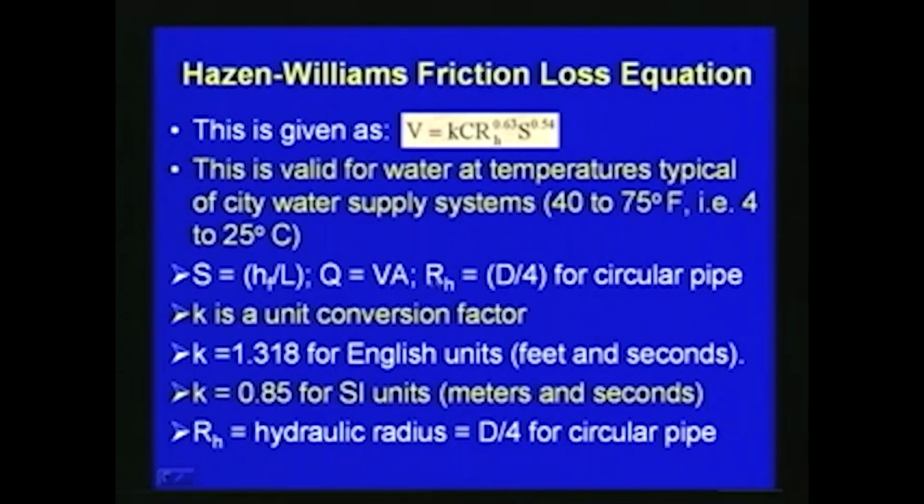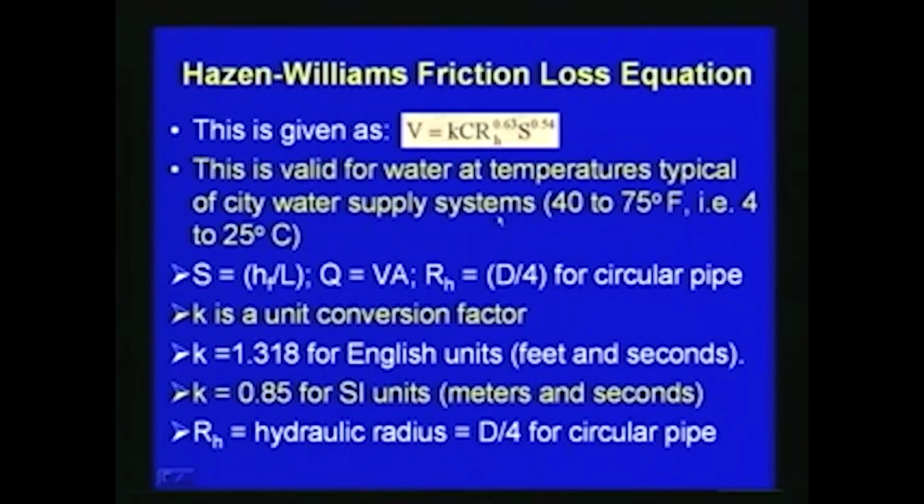So, Q is V into A and RH is equal to D by 4, that is with respect to A by P. That means the hydraulic radius is obtained as RH equal to D by 4 for a circular pipe, and K is a unit conversion factor as far as the Hazen-Williams formula is considered. In the FPS system K is equal to 1.318 and in SI system it is 0.85, and RH is the hydraulic radius as discussed.